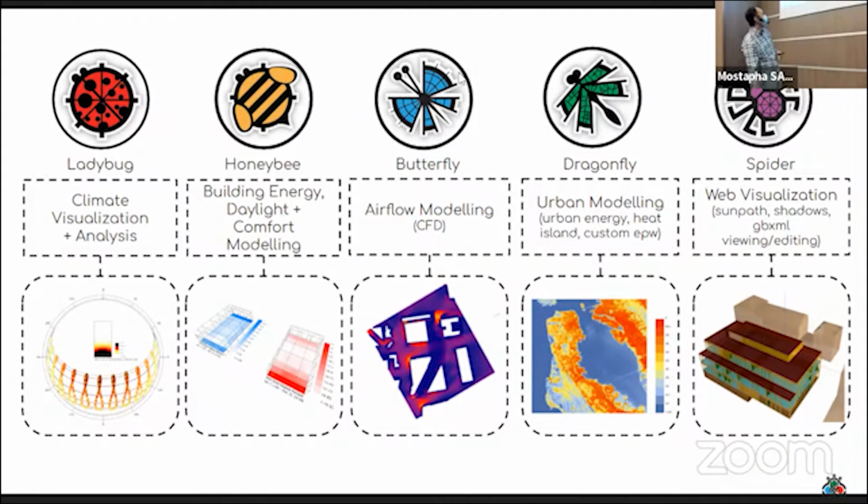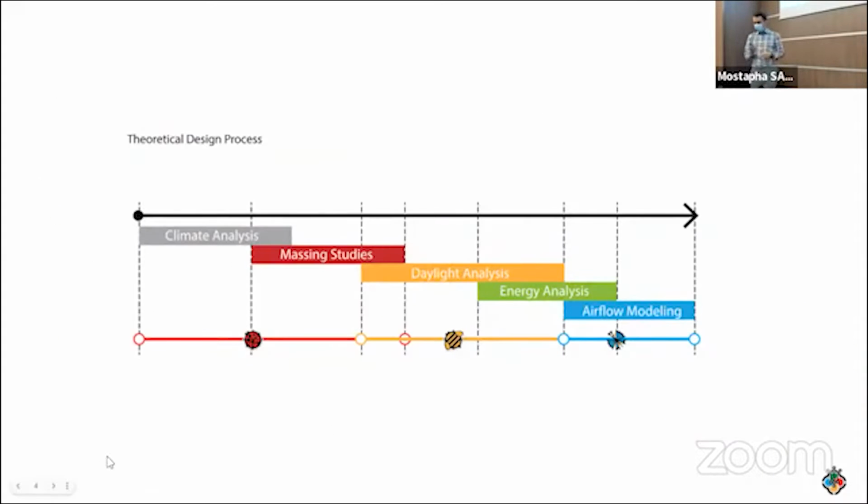If you talk to a client or you have a business meeting, people like to see the design process like this. You want to say, we start with climate analysis, and then we do a massing study. So let's look at Ladybug. Then we move to Honeybee, and we do a daylight study, and then we do energy analysis. And then at this point, design is done, and we do some airflow, and everything is going to be great, and everything is done on time. And it's not how it is.